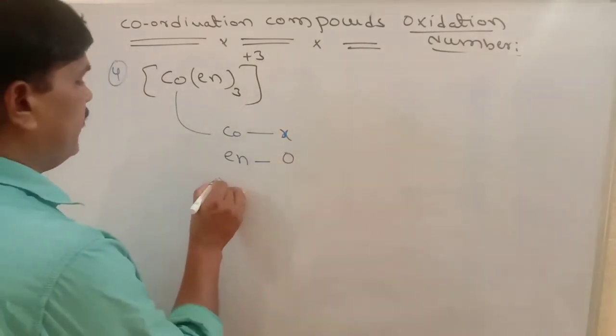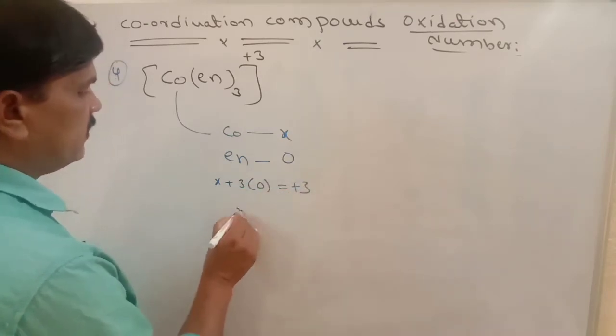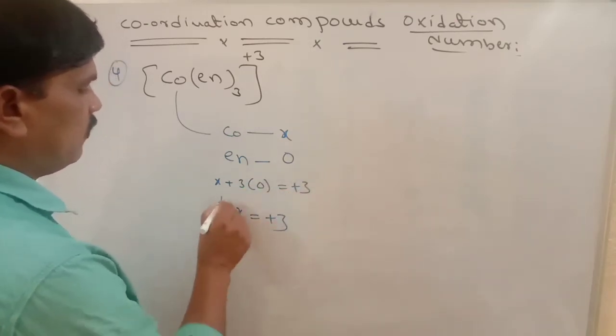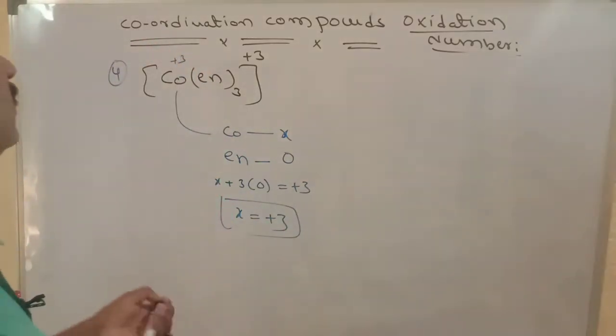Now calculate: X plus 3 into 0 equal to plus 3. X equal to plus 3. Here the cobalt oxidation state is plus 3.